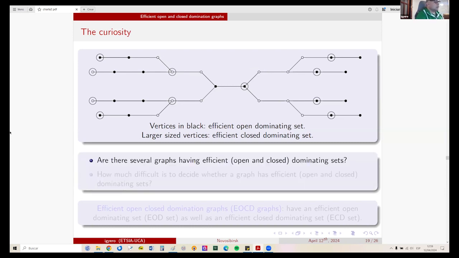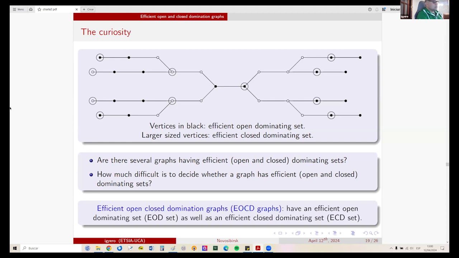So the question was, are there several graphs having this property that they have both of them? And how difficult is it to decide whether a graph has this? Well, if it is difficult to find one or the other separately, it would be somehow normal that the union of both will also be very difficult. So we call them efficient open closed domination graphs, the EOCD graphs. These are graphs that have an efficient open dominating set as well as an efficient closed dominating set.